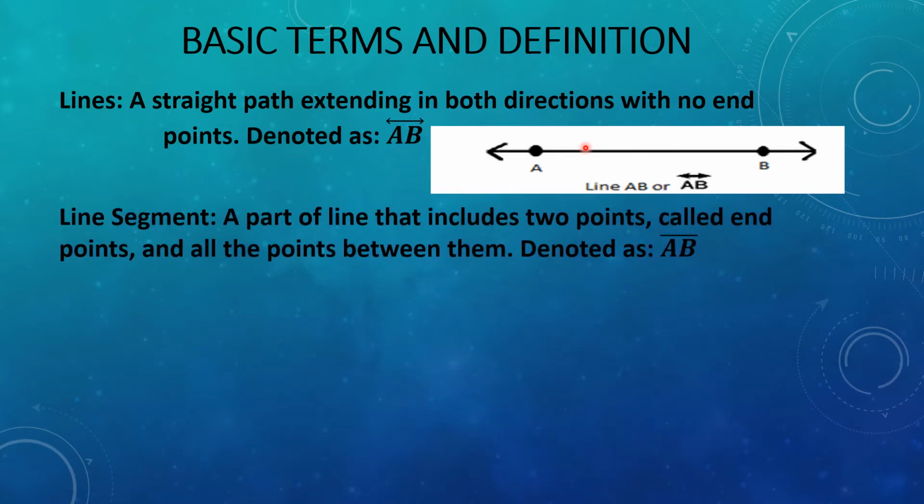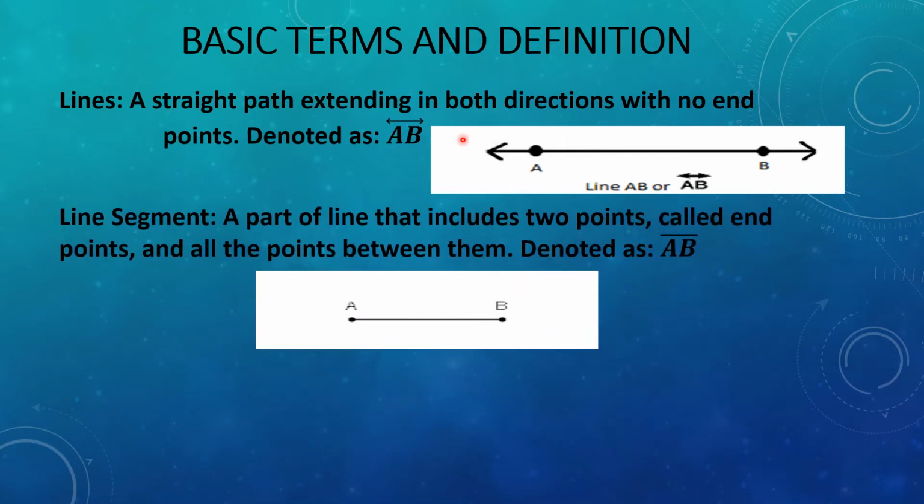Our next is line segment. A line segment is a portion of a line that has two endpoints. Here you can clearly see in the diagram, it is a portion of a line and it has two endpoints, and it is denoted as line segment AB.